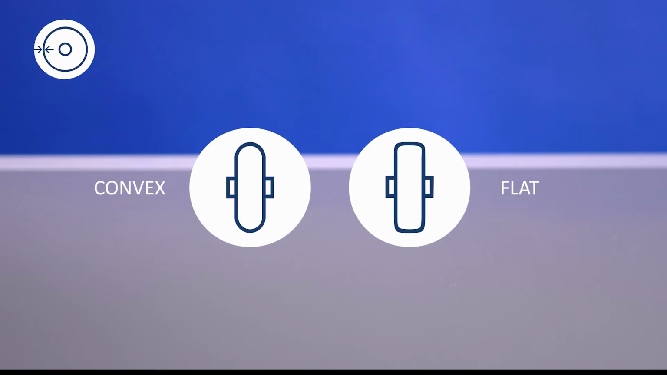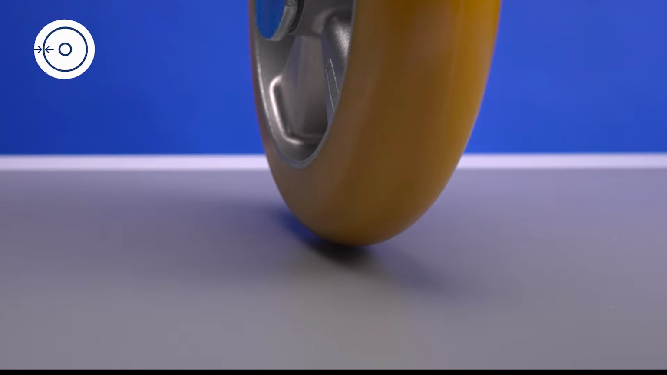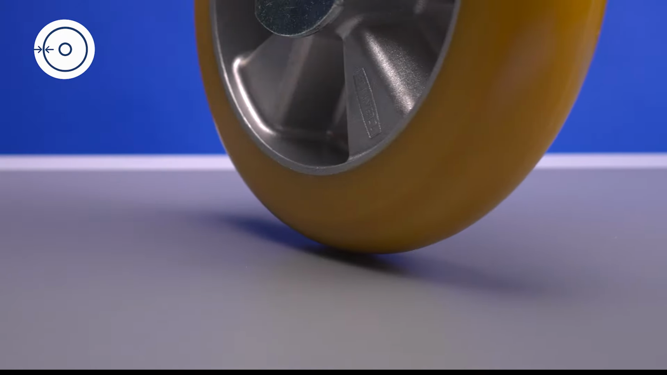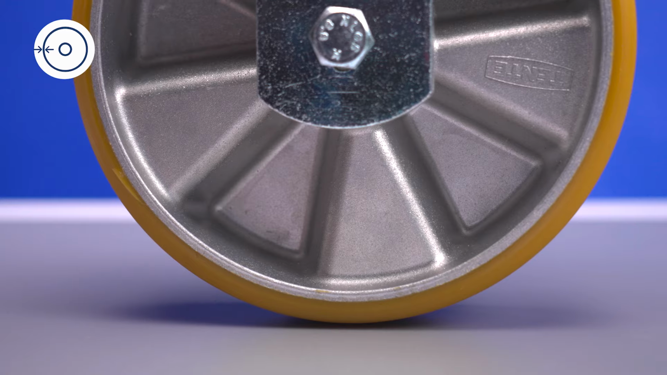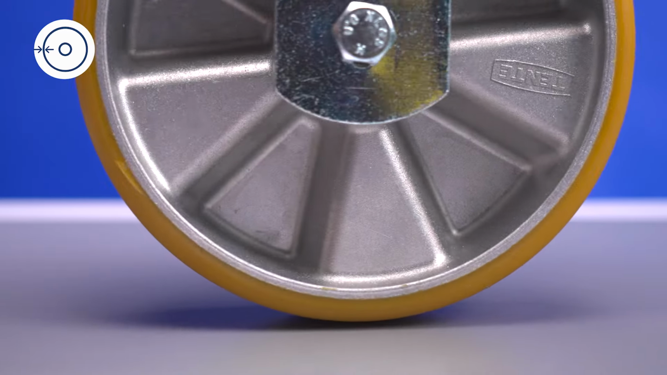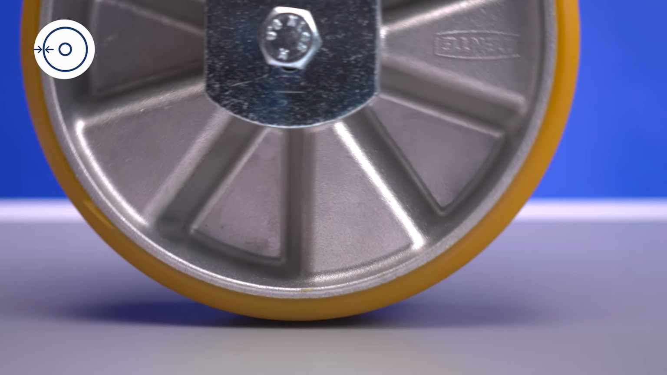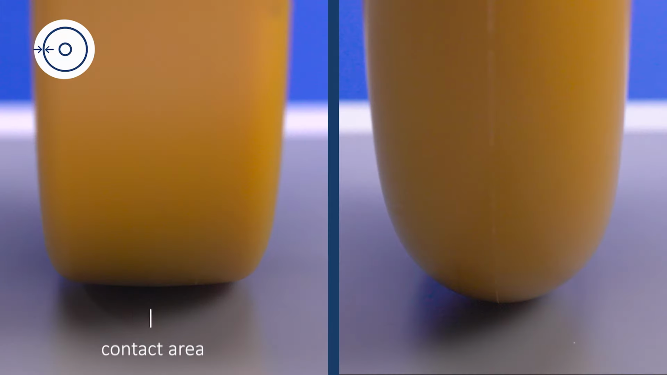In addition, two different tread profiles are used: convex and flat. Wheels with the convex profile have a lower contact area on the ground and therefore a higher surface pressure and better swiveling characteristics. In contrast to that, flat profiles have a higher contact area and therefore less surface pressure. This causes a better weight distribution and higher load capacity, but also weaker swiveling characteristics. In general, the smaller the contact area, the less force is needed for starting and rolling resistance.